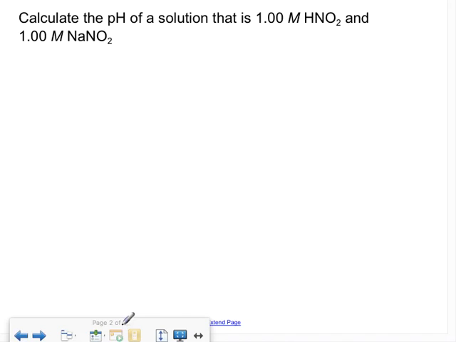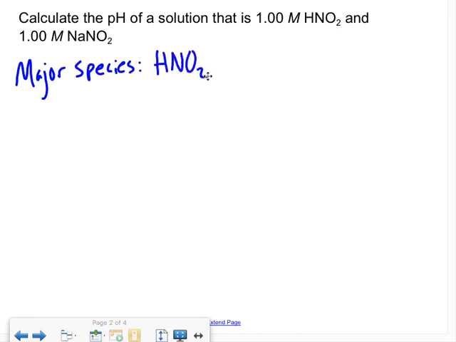Alright, we are asked to calculate the pH of this mixture. It's never a bad idea when dealing with acid-base problems to list the major species. HNO2 is a weak acid, so it stays combined as a major species, but sodium nitrite, NaNO2, is a soluble ionic compound because we have sodium, so that one's actually going to dissociate into its ions.